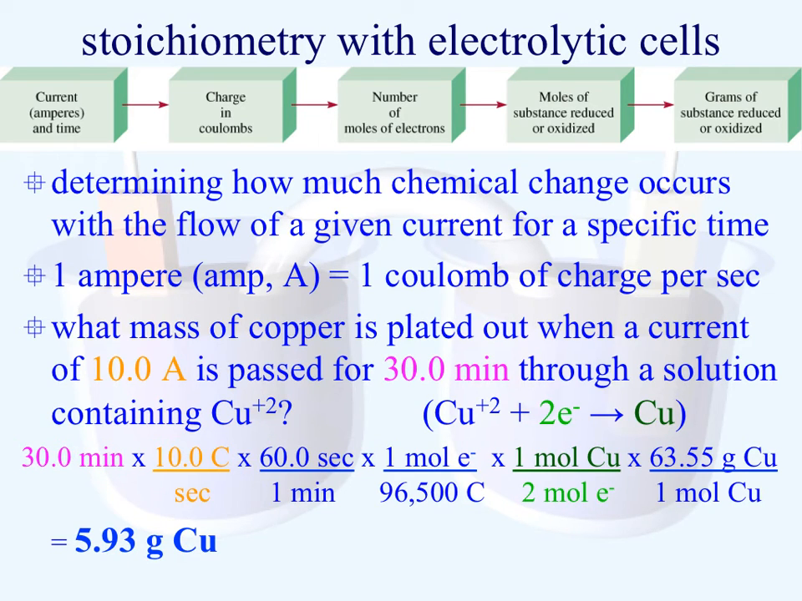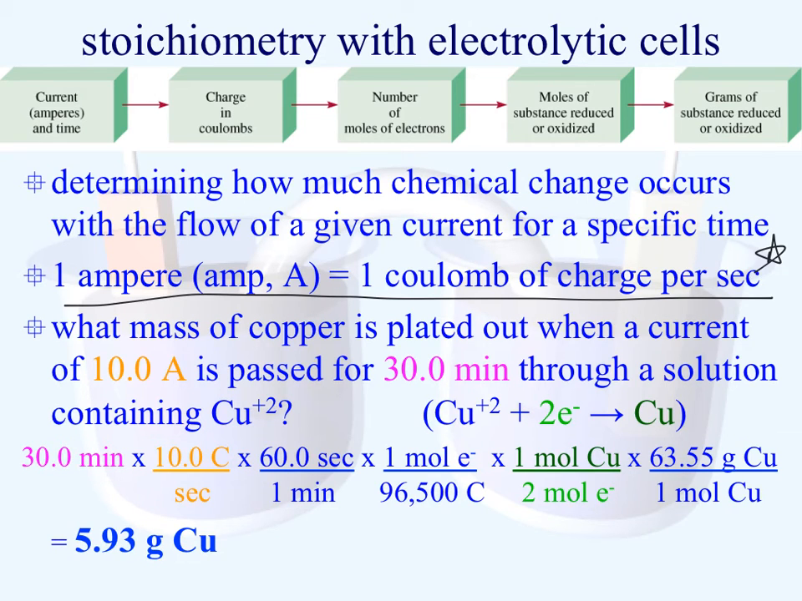So basically a non-spontaneous process is going to be occurring when we apply this current. Something else to review: 1 amp, or 1 ampere, is equal to 1 coulomb of charge per second. So if I have 10 amps, then I have 10 coulombs of charge per second. If I have 3 amps, 3 coulombs of charge per second. And this is going to be important for these stoichiometric problems.